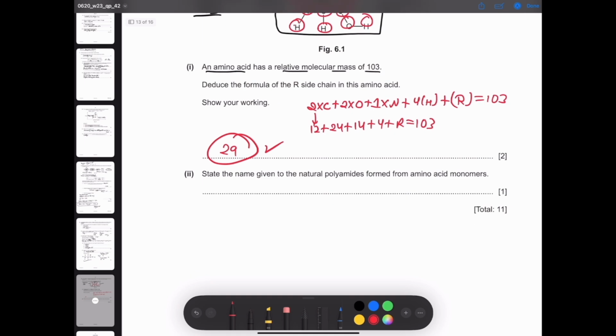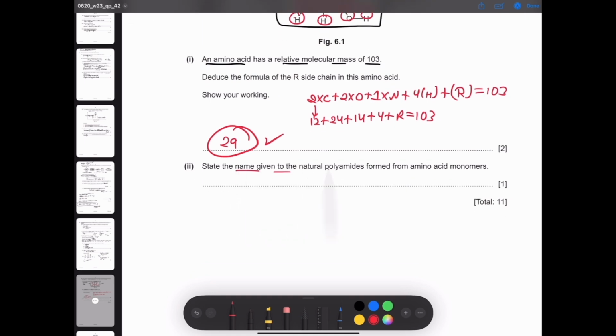That is the mass. State the name given to the natural polyamides formed from amino acids. Now, in our syllabus, there are two polyamides. One is nylon, but nylon is not made from amino acids. Nylon is made from dicarboxylic acid and diamine. So, which one are they talking about? What is formed from amino acids? Proteins are formed from amino acids. So, the answer is proteins.